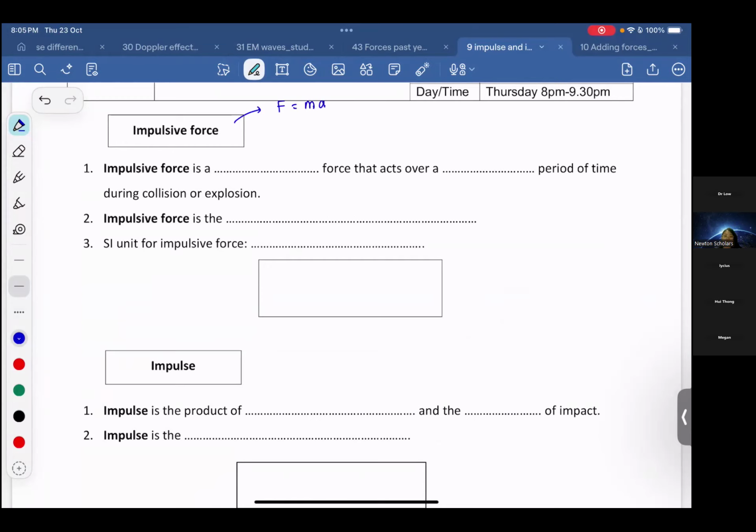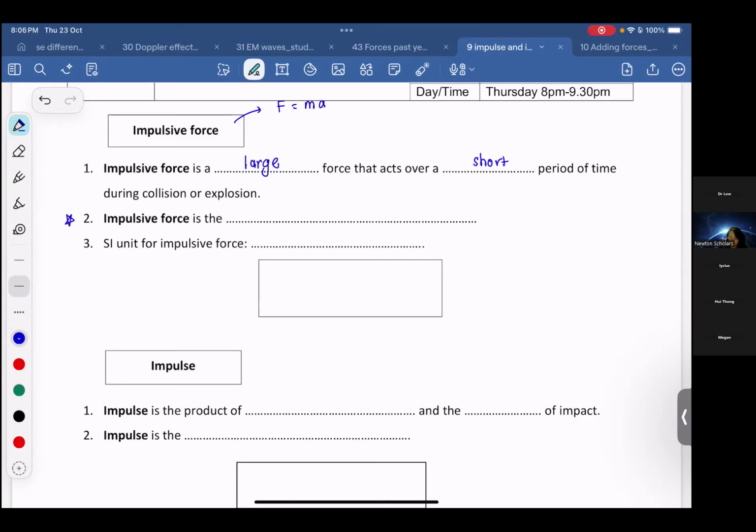Impulsive force is one type of force, which is a very large force that we produce or act over a very short period. For example, in an accident, in a very short time, one object collides with another object and they produce a very big force, which is called impulsive force. Basically, you can just call it force.